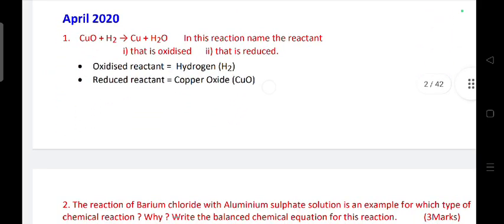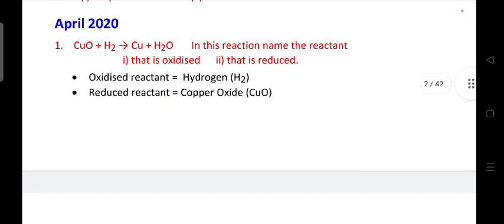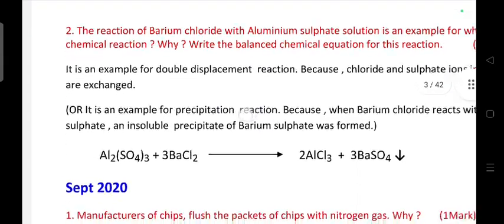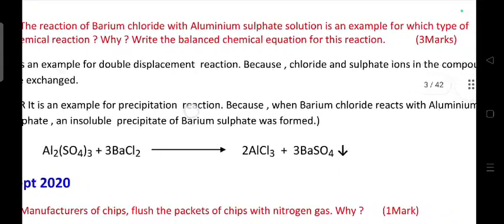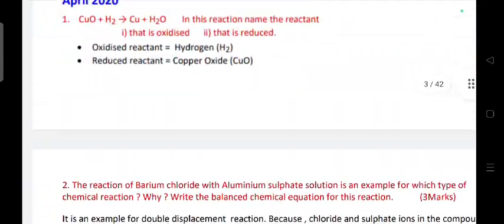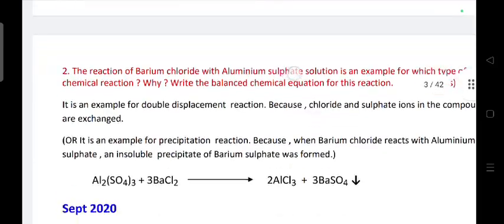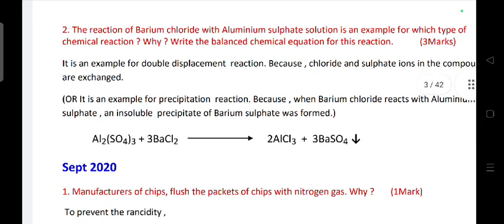Next come to April 2020. The reaction is given, name the reactant that is oxidized and the one that is reduced. Here the oxidized reactant is hydrogen and the reduced reactant is copper monoxide, copper oxide. Next question carries 3 marks. So this is 1 mark, this is 3 marks, a total of 4 marks will come from this chapter.